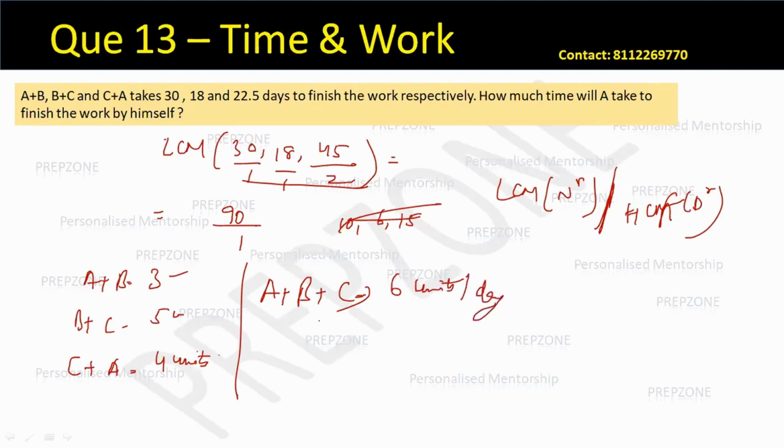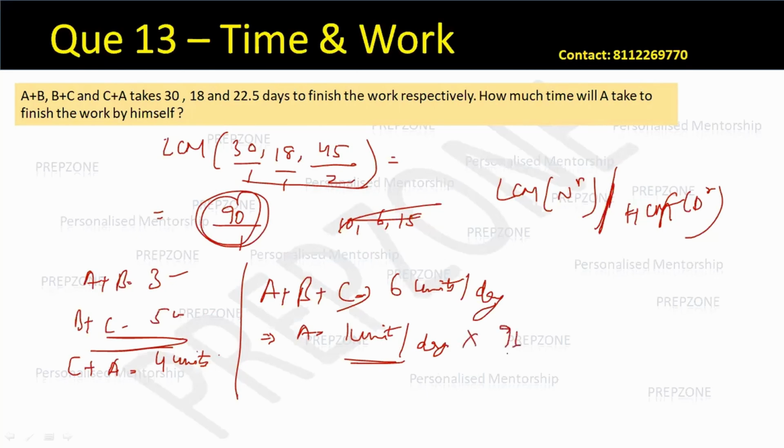Which means A's speed, because you have to calculate A. A plus B plus C completes 6 units in a day, and B plus C completes 5 units per day, which means A will complete 1 unit per day. And the question is, how much time will A take to complete the entire work? Entire work was 90 units. A's speed is 1 unit per day, which means he will have to work for 90 days to finish the entire work. Hence answer is 90.